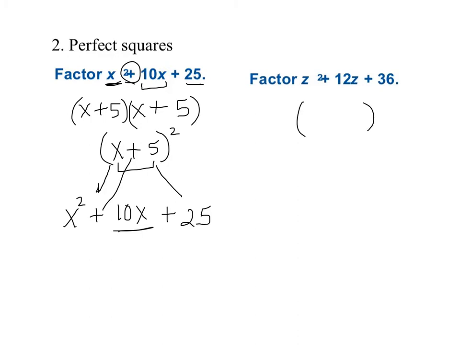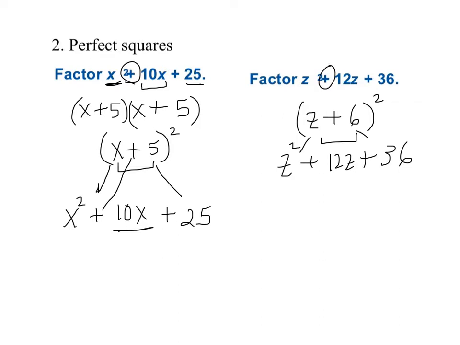To factor this, once again, this is going to be z plus 6 quantity squared. Once again, you would have z squared, 36, and the middle term is 6 times z doubled, 12z, and that's plus, and that's always plus. Now, if this is a minus, then this becomes minus, and so does this, all the way down.